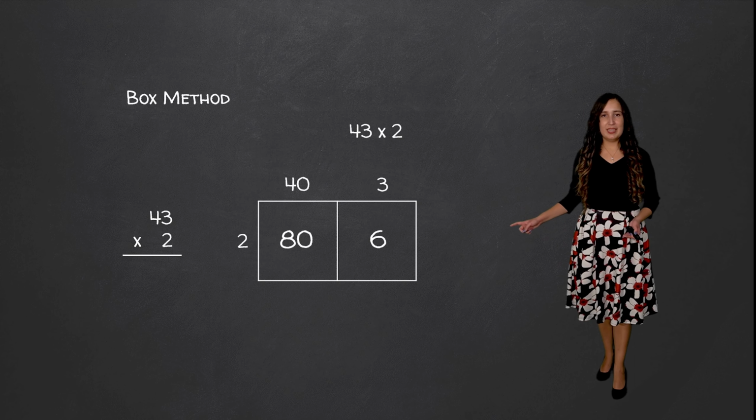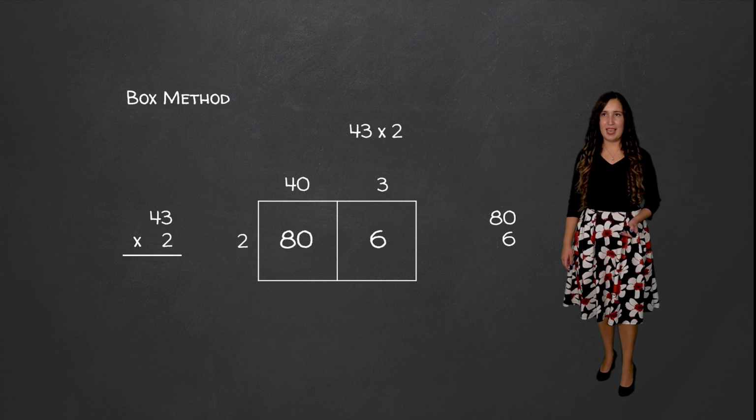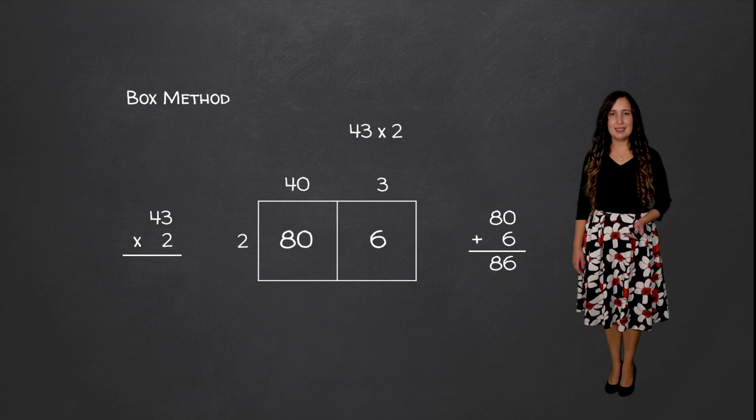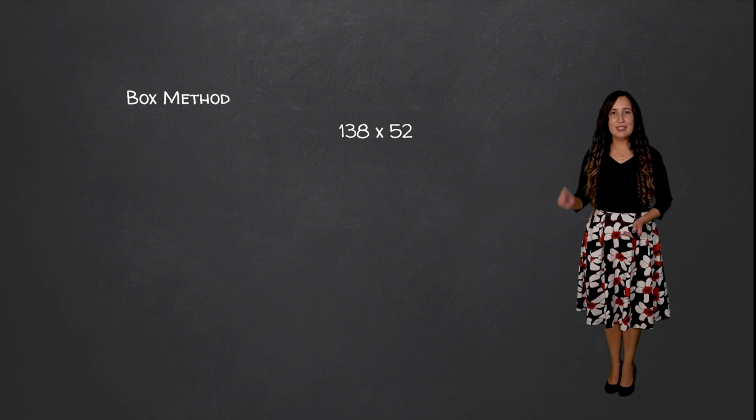Once we're done completing this box, we're going to take these values and we're going to add them together. So 80 plus 6 is equal to 86. So 43 times 2 is equal to 86. So let's do another example.